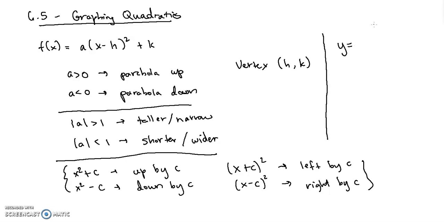So let's say that we've got y equals x plus 2 squared minus 4. All right, so we have a 1 out front. Positive 1 tells us that we're going to be facing up.